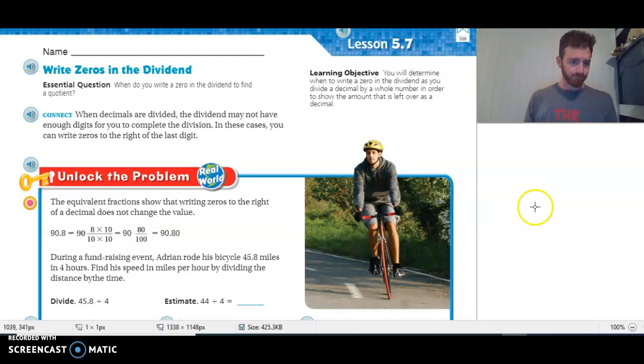So here is our big idea, our big connection: when decimals are divided, the dividend may not have enough digits for you to complete the division, meaning you might have a remainder, but we're not going to have remainders anymore. We're going to know what to do if we run out of room or if we don't want to put remainders. It says in these cases, you can write zeros to the right of the last digit, and that way we can keep working through that.